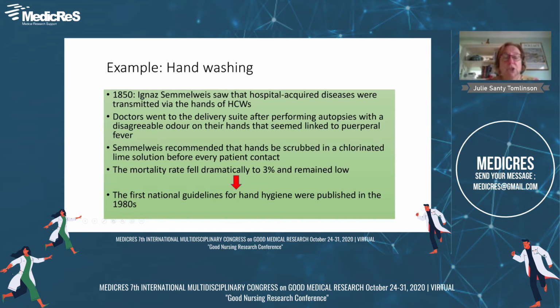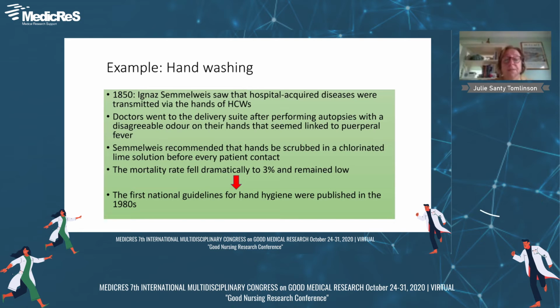So it goes back to 1850. Hard to believe, but before 1850, no one had actually realised that hand washing was so important to preventing people from dying from infections. So an Austrian doctor called Ignaz Semmelweis noticed that hospital-acquired diseases were transmitted by the hands of healthcare workers. And he noticed that because he saw that doctors went to the delivery suite to deliver babies after performing autopsies, with a disagreeable odour on their hands that seemed linked to the incidence of puerperal fever and death in mothers and babies.